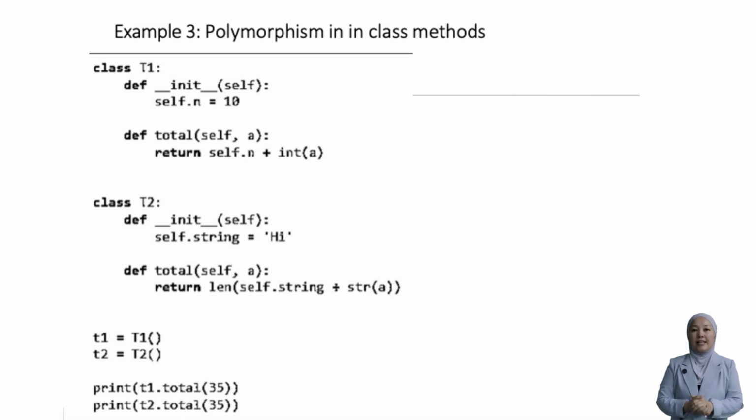Here is another illustrative example. Two unrelated classes, T1 and T2, both have a method called total. However, their internal implementations are completely different. One performs addition, the other calculates string length. When we call total on an object, the result depends entirely on which class the object belongs to. This demonstrates that polymorphism doesn't require an inheritance relationship. It simply requires a shared method name, allowing for duck typing, a philosophy central to Python.